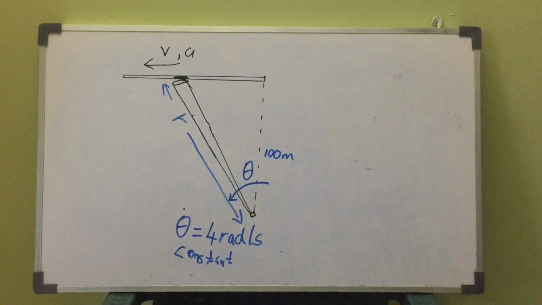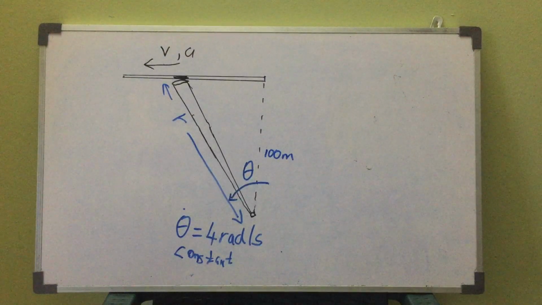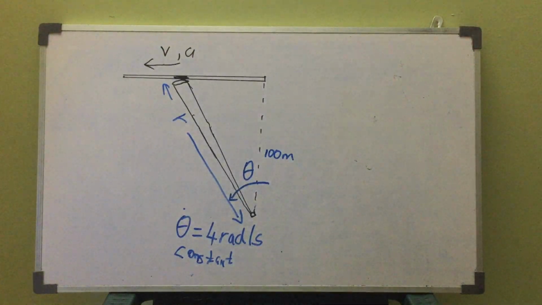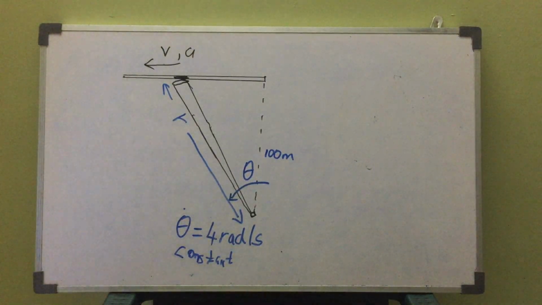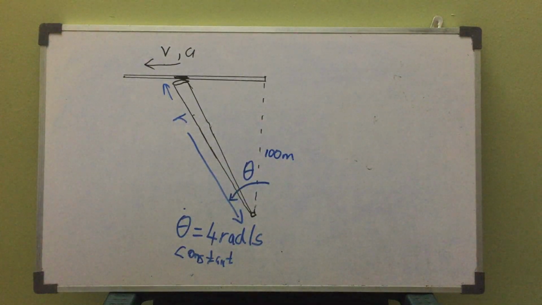Hi guys, in this video we are going to learn another interesting question from kinematics of particle. When we are talking about the kinematics of a particle, we need to consider the velocity as well as the acceleration. The main parts are these.